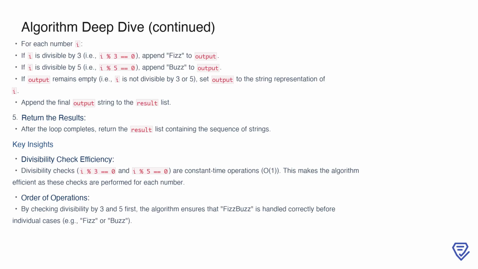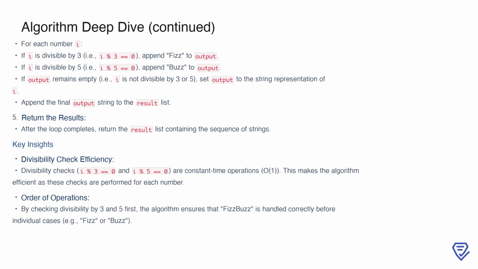On the other hand, if the number is not divisible by either 3 or 5, the output string remains empty, and in that case, it is set to the string representation of the number itself. Once the appropriate value for output is determined, it is appended to the result list. After processing all numbers, the algorithm completes by returning the result list, which contains the sequence of strings for the entire range. This approach ensures that all divisibility rules are applied efficiently.